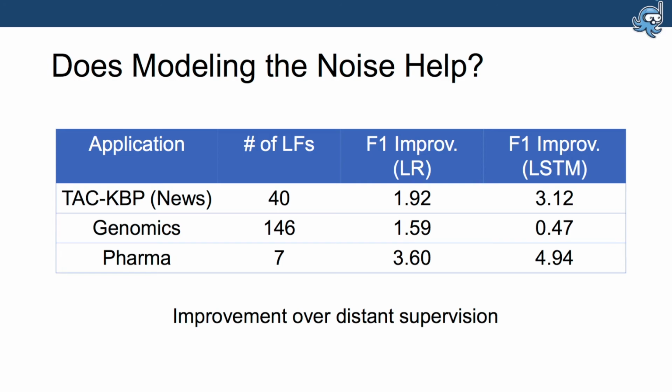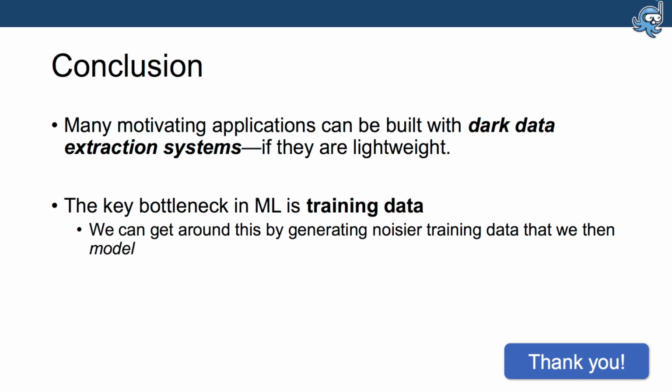So to wrap up, I think it's fair to say we're all excited about this dark data extraction task. That's really what we want to tackle today. And we can make some headway on this task if we've got a system that lets us build a machine reading model quickly. And the key bottleneck to doing that is having enough training data. If we can get that, then modern machine learning techniques can take us pretty much the rest of the way. And so what we'll be working on today is getting around this training data bottleneck by generating noisier training data and then using modeling to improve its quality.